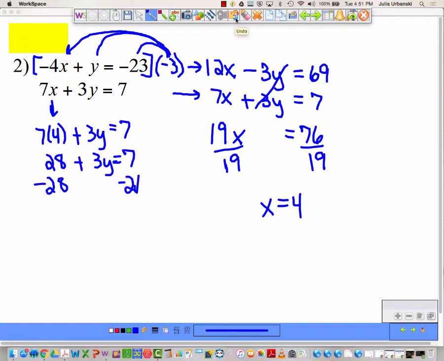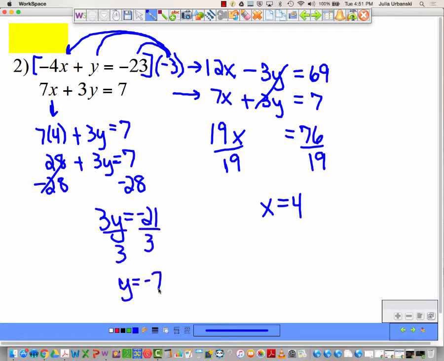You get 3y equals negative 21. And when you divide both sides by 3, you have y equals negative 7. So our answer is (4, negative 7), and that represents your x and your y. But we still need to mentally check it.